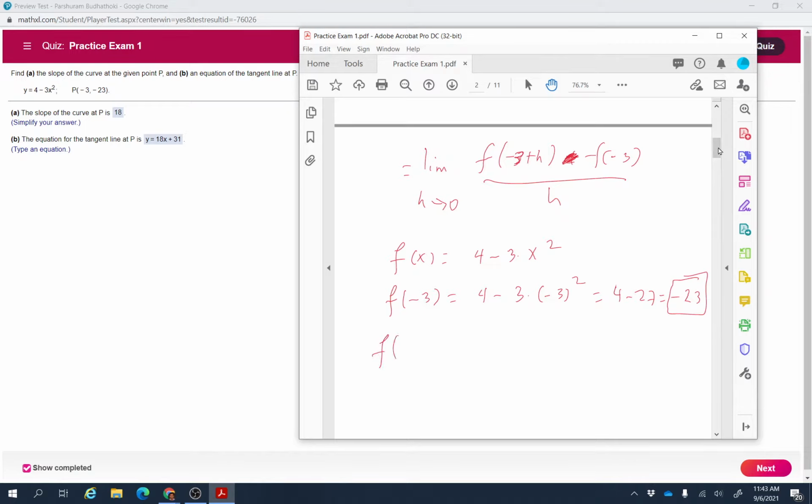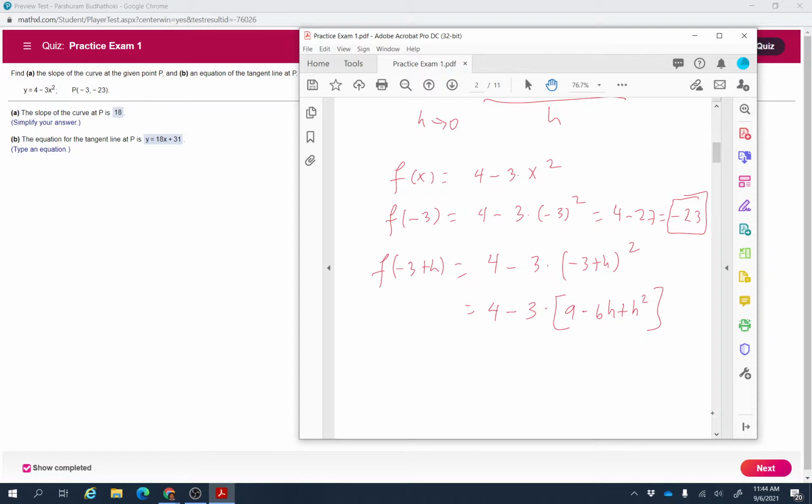What about f of negative 3 plus h? Use this function. Wherever you see x, just replace that by negative 3 plus h, squared. So if you do that, it will be 4 minus 3 and then square it. It will be negative 3 squared, which is 9, minus 6h plus h squared. This is basically negative 3 plus h times negative 3 plus h. That will be the value.